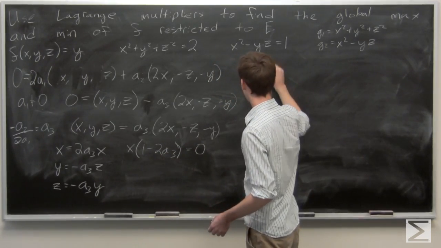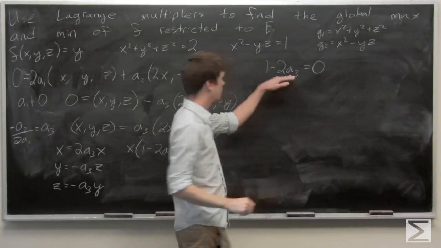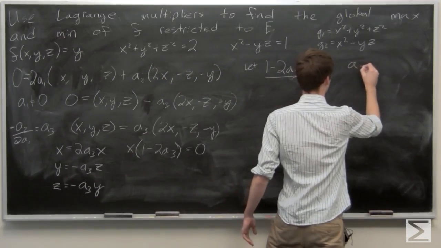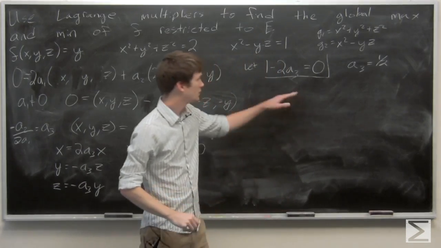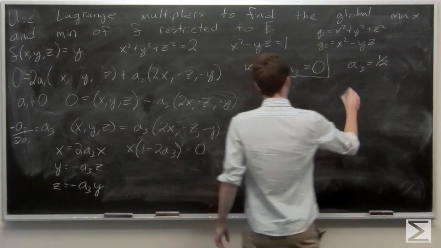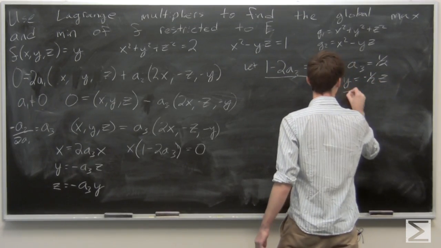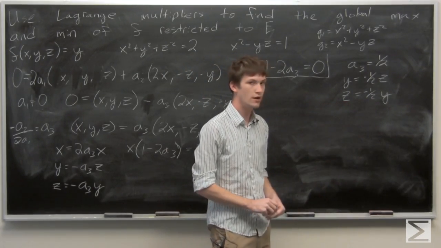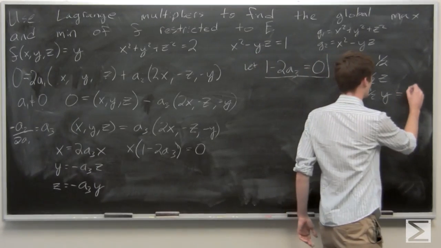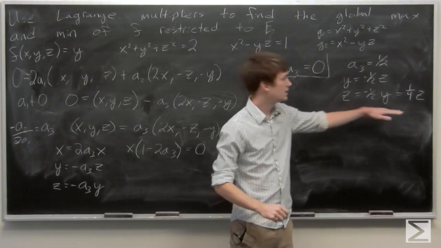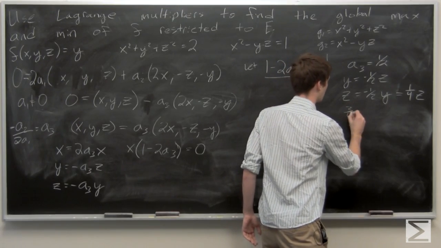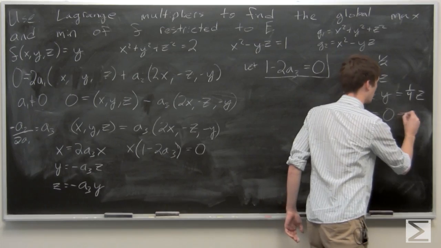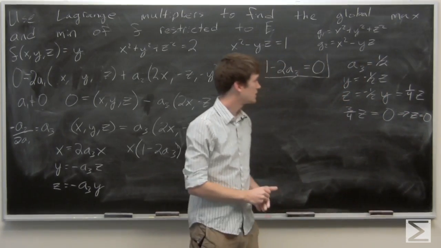We'll first check when 1 minus 2a3 is equal to 0. So this means that a3 is equal to 1/2. So if a3 is equal to 1/2, then we know that y is equal to negative 1/2 z, and z is equal to negative 1/2 y, which we know y is negative 1/2 z. So we get that z is equal to 1/4 z, or three-fourths times z is equal to 0, which means that z is equal to 0. And if z is equal to 0, then so is y.